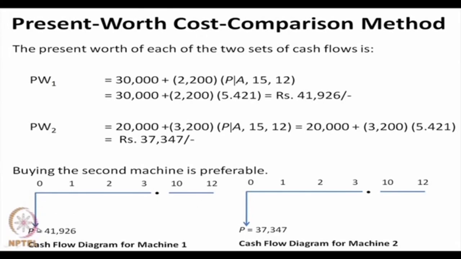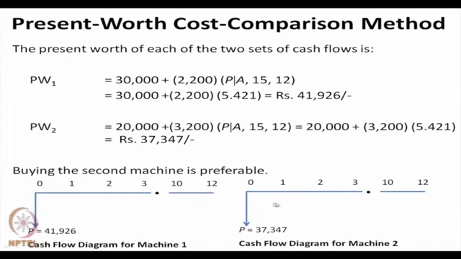Now, the initial cost was 20,000 or 30,000, that remains. So, the present worth of the payments: 30,000 remains as it is, and these ones were an equal payment series. We have to find the present worth of the equal payment series. So, this equal payment series present worth factor, to find P given A, at 15%, 12 years. From the interest table we found its value as 5.421 and the value of the annuity is 2,200. Multiply that, add that to 30,000, we get 41,926 rupees.